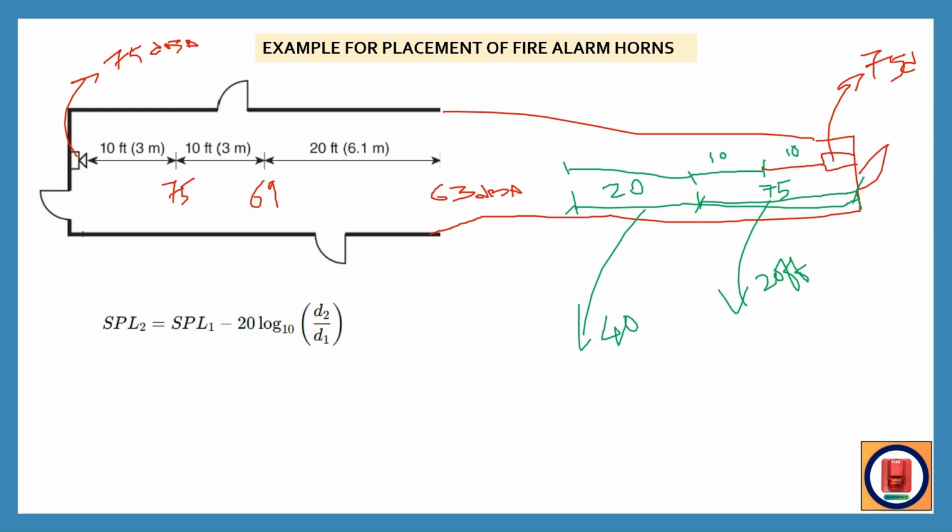Now we need to check whether this particular room can be sufficed with two horns. So in this way we need to calculate the number of horns, and we need to place the horns.